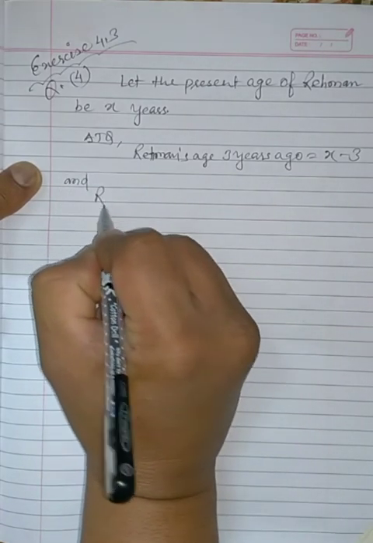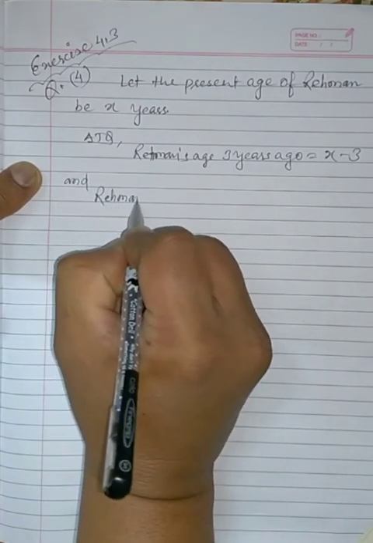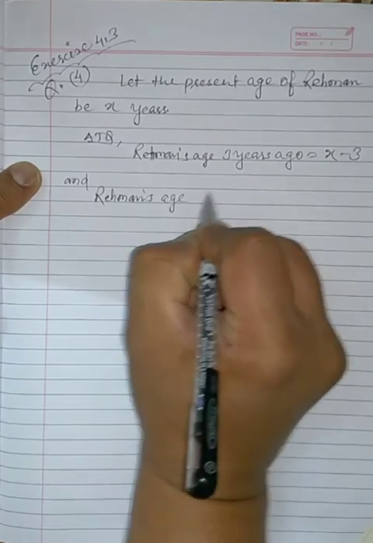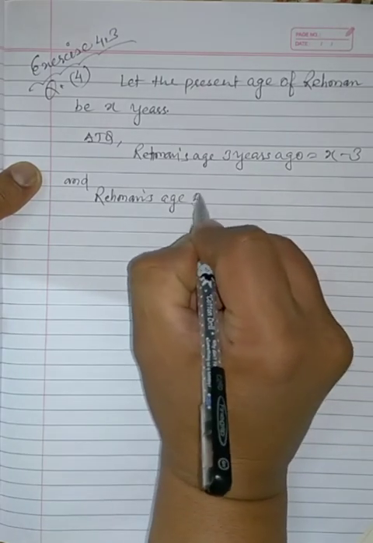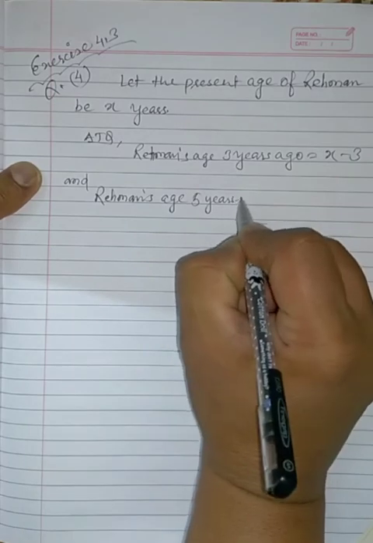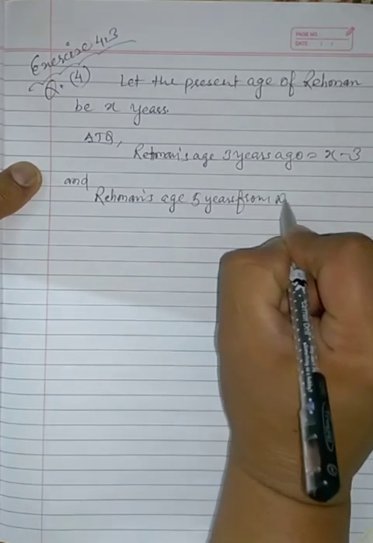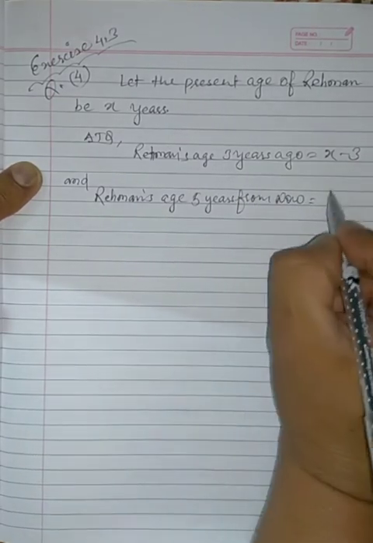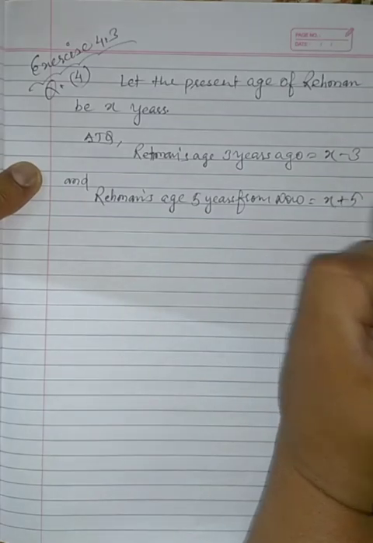And Rahman's age 5 years from now, after 5 years, will be X plus 5.